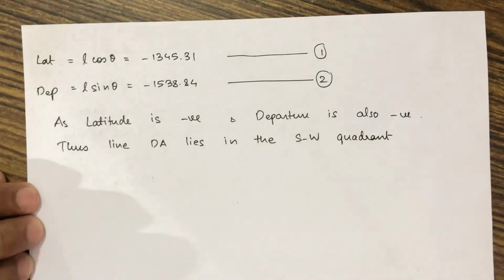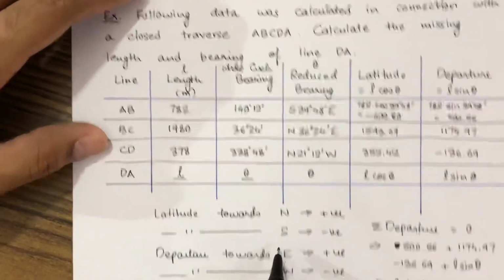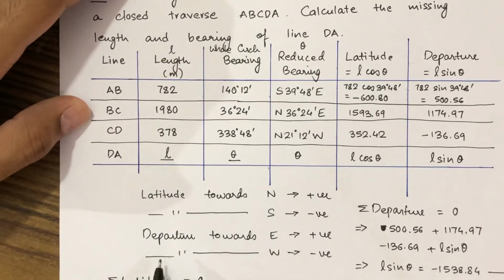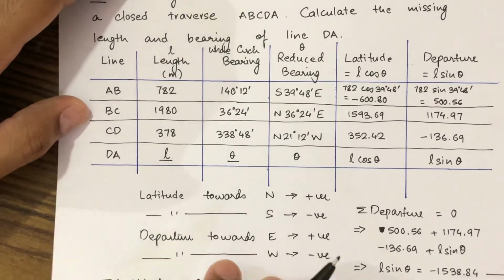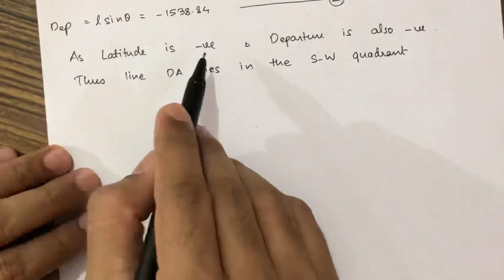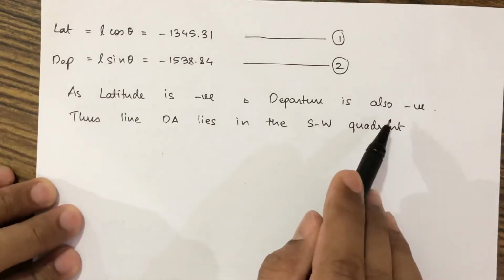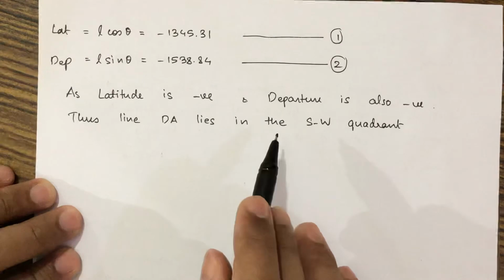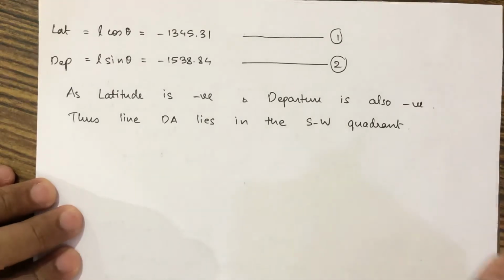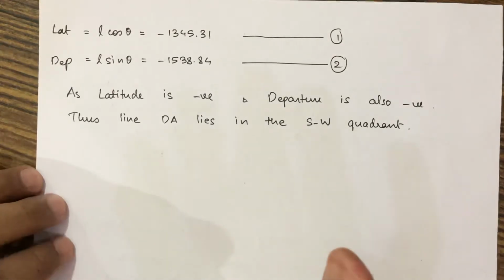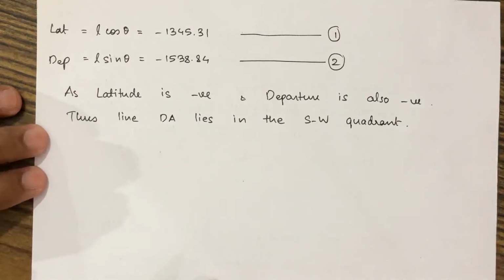Because latitude is negative, it means that it is in south. Latitude towards south means negative and departure towards west means negative. Both are negative. Thus, line DA lies in the southwest quadrant. Okay, this we have found out, that it lies in the southwest quadrant.